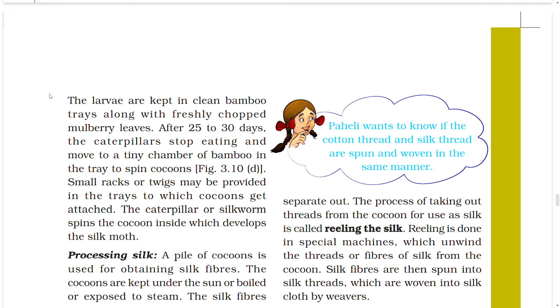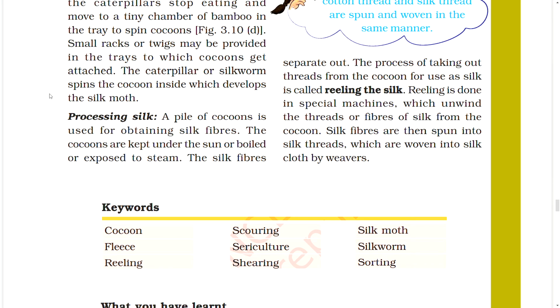Small racks or twigs may be provided in the trays to which cocoons get attached. The caterpillar or silkworm spins the cocoon inside which develops the silk moth. Processing silk. The pile of cocoons is used for obtaining silk fibers. The cocoons are kept under the sun or boiled or exposed to steam. The silk fibers.